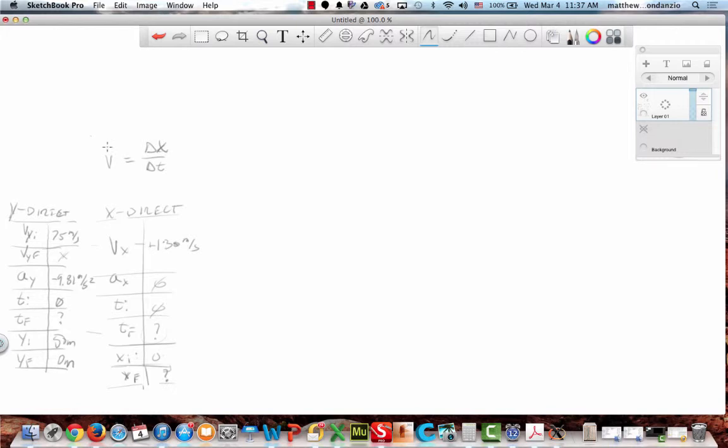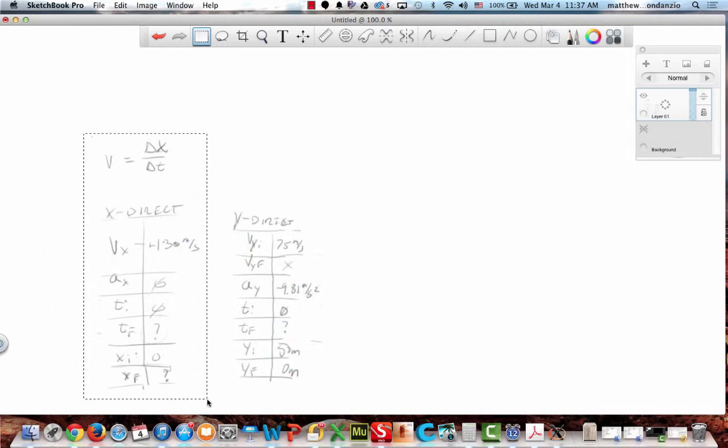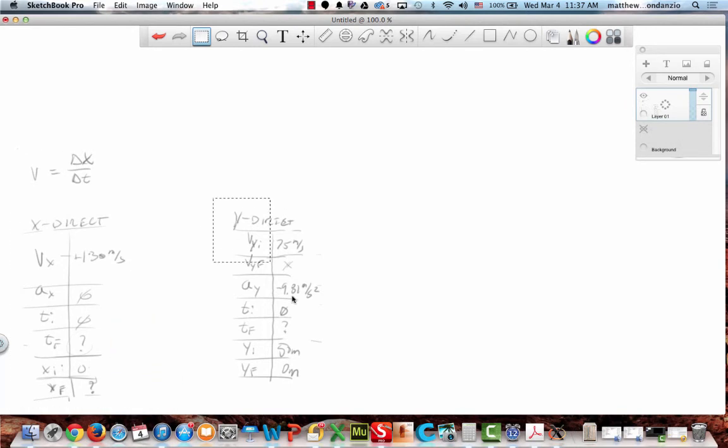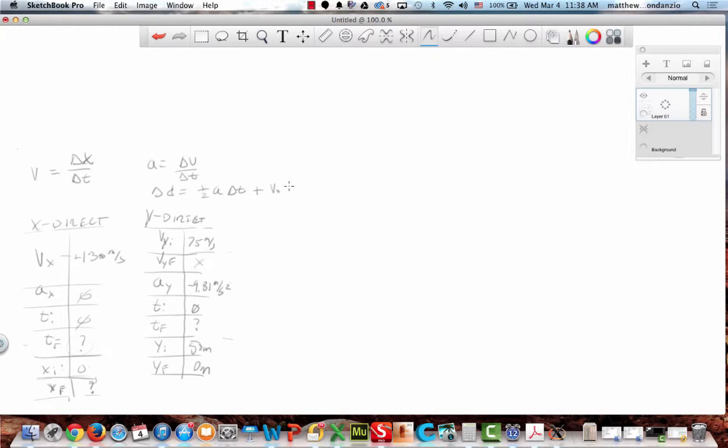What kind of motion do I have vertically? Constant acceleration. So what are the equations that govern constant acceleration? A equals delta v over delta t. What else do we know? Delta d equals 1/2 a delta t squared plus the initial velocity times delta t. Don't forget the initial velocity.